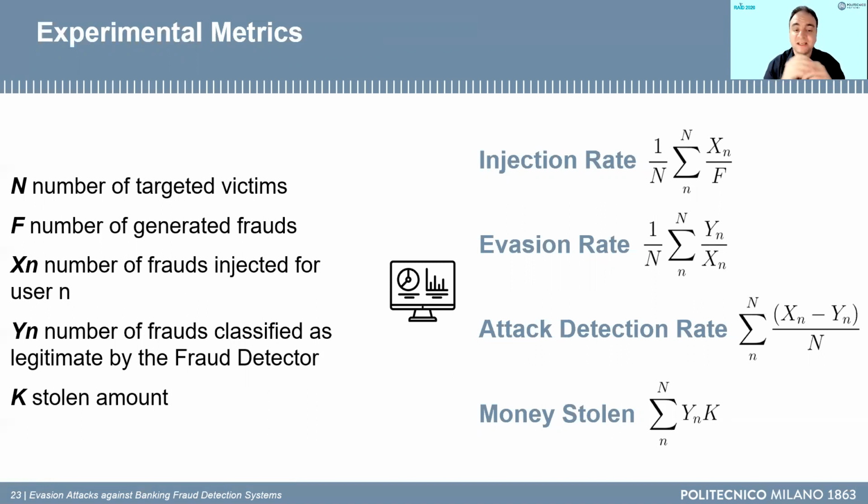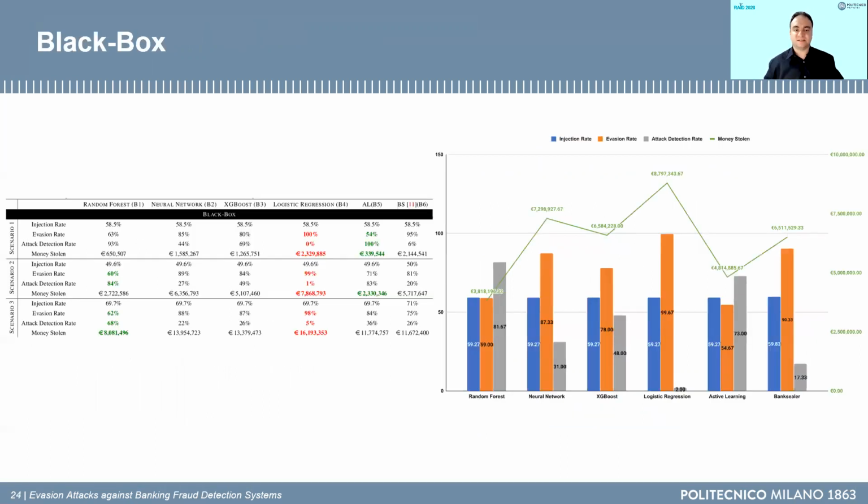The attack detection rate instead measures the percentage of attacks that are detected by the fraud detection system. Finally, the money stolen metric represents the money in euro that the bank loses due to the attack. This metric is significant because it depends on all the three previous metrics and the attack strategy of the attackers. Also, it gives an idea of the monetary impact that these attacks can have on a real bank. And here are the results.